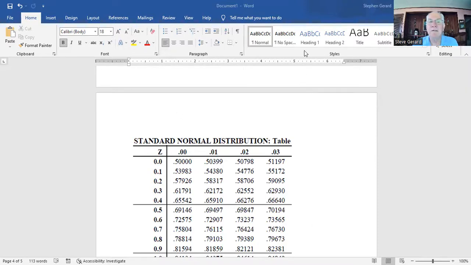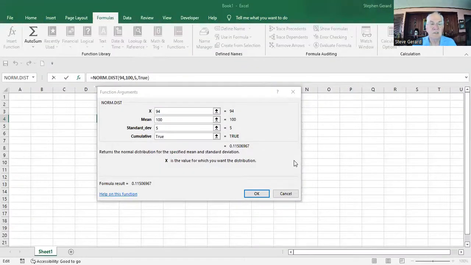Now, let me go back here. One of the kinds of questions that comes up, and it comes up in a number of different ways here, is what's the probability that someone will score between 95 and 105 on this test? That's actually a fairly straightforward one.